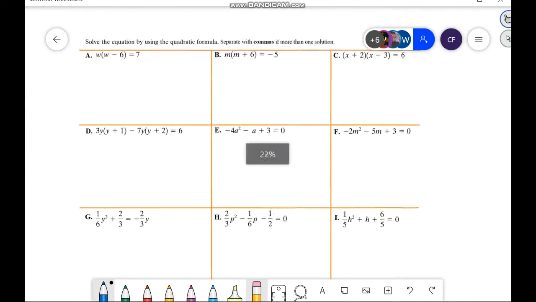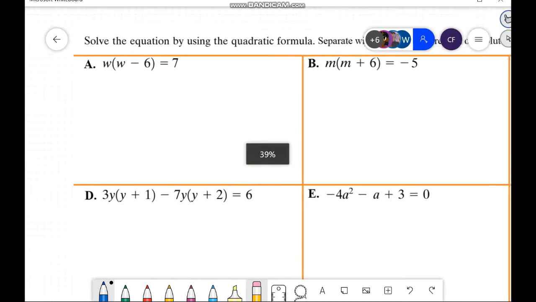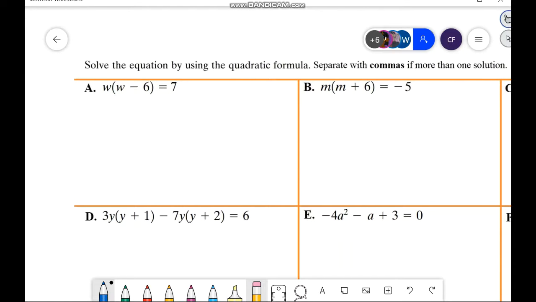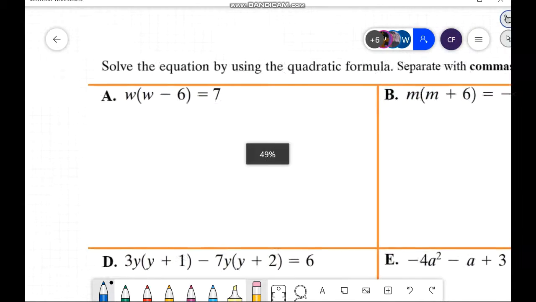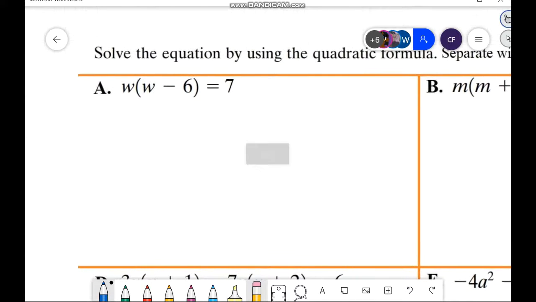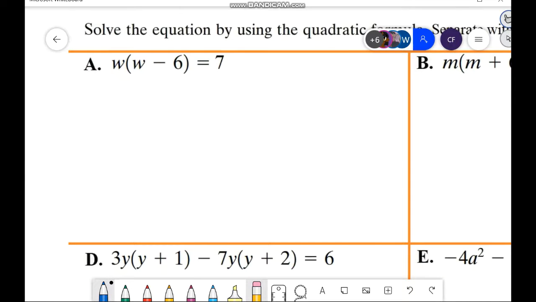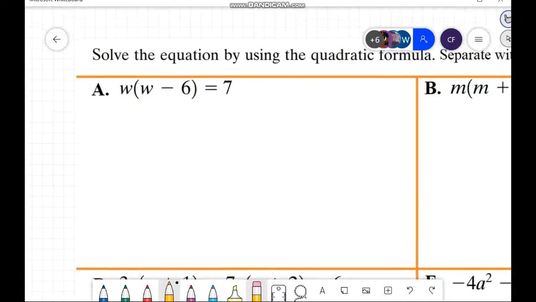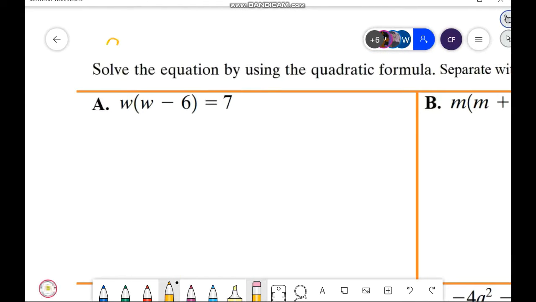I'm sharing with you the whiteboard, and you're going to solve equations by using the quadratic formula. But there is a problem, because this first equation we're going to solve here, letter A, is not in the right form. We need the equation to be in the form ax squared plus bx plus c equals 0, right? And if you look, this is not the right form. This is completely different. But you can change.